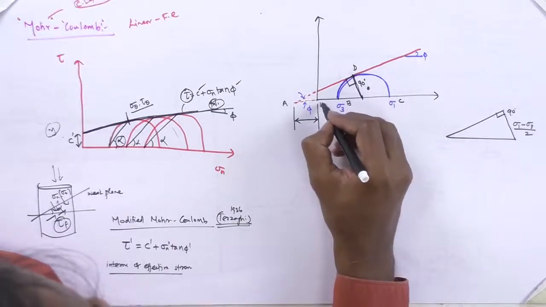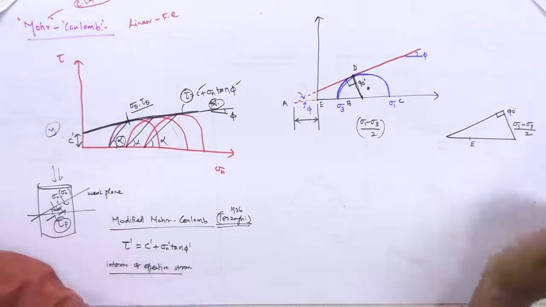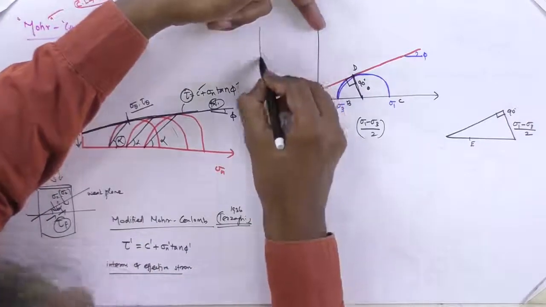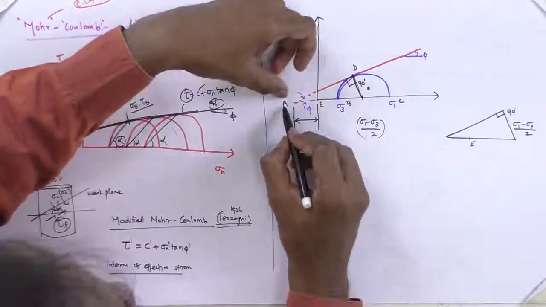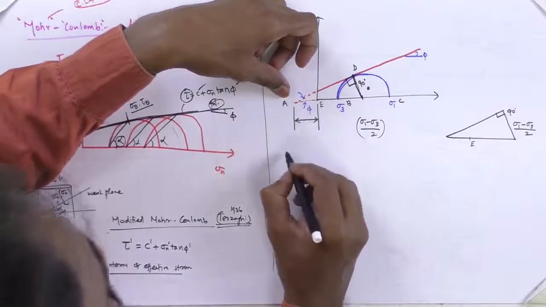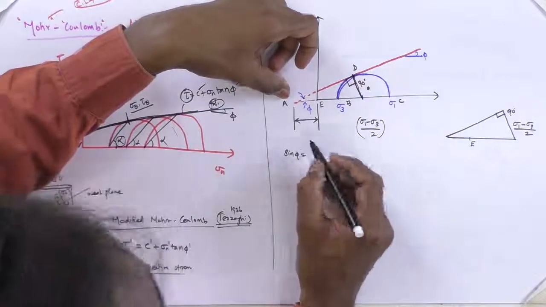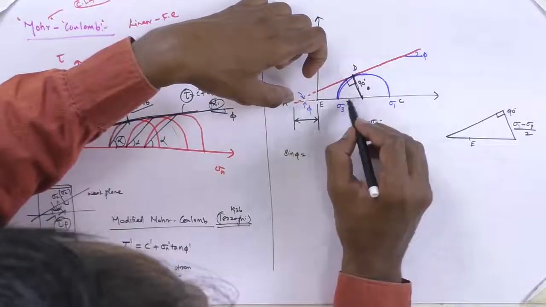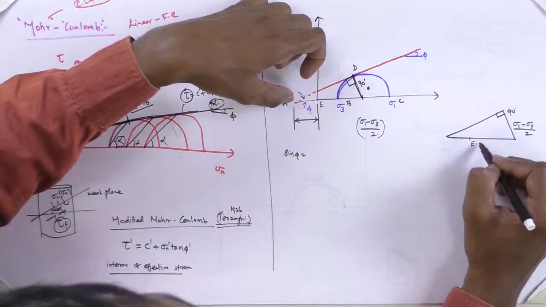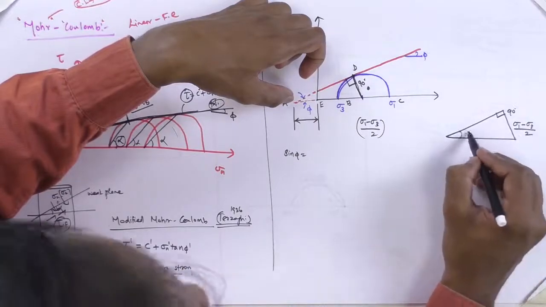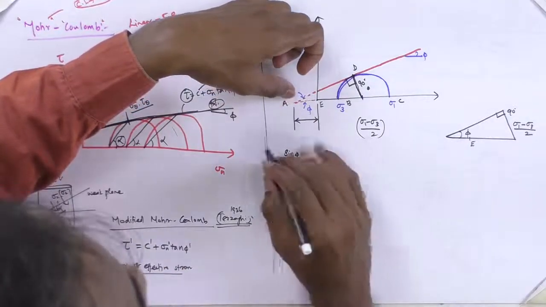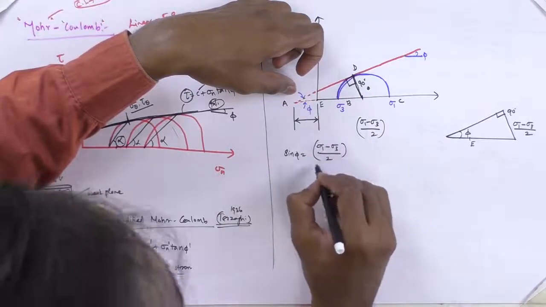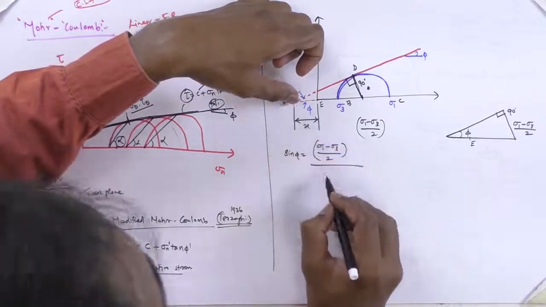A, B, C, D. Let us say this is E. So this is C. So here we need to find this, so I'm going to give some derivation. In order to find this E, let us write sin phi equals opposite side divided by hypotenuse. So 90 degree here, this is the hypotenuse and this is the opposite side for phi. So sin phi equals opposite side, sigma 1 minus sigma 3 by 2, divided by this unknown value.